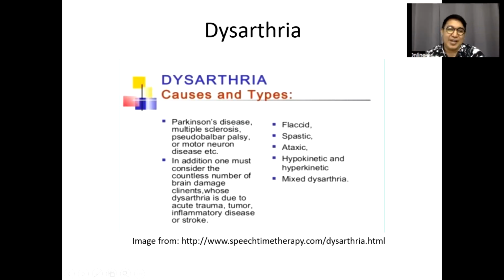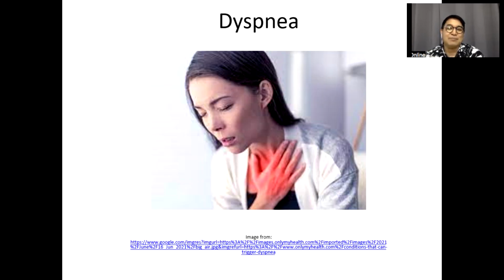Next, dysarthria is actually weak speech muscles, and this is manifested through the presence of slurred speech or slow speech, which is something that you can note for a patient with stroke or CVA. So, like a patient with dysphagia, we refer them to speech-language pathologists.